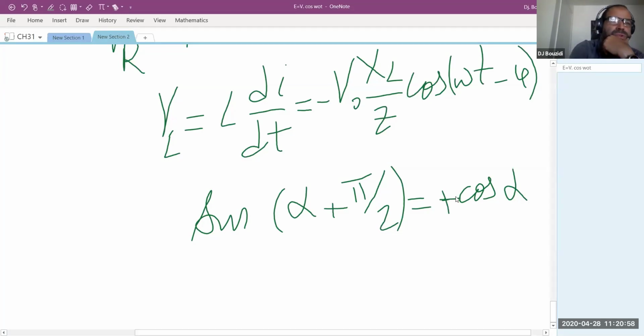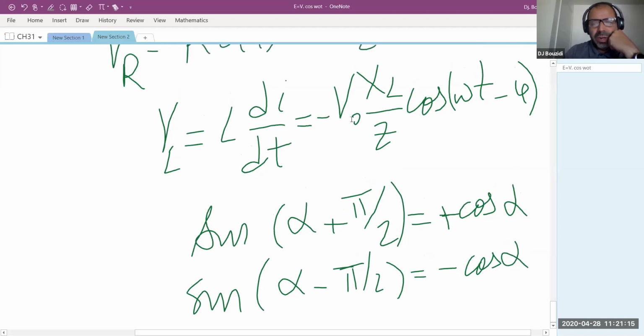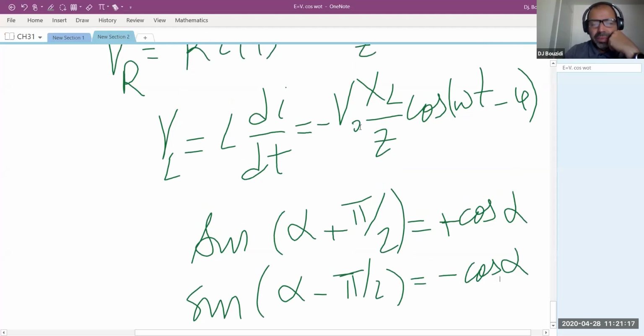And we need the other one too. We need both of them, actually. Sine of alpha minus pi over 2, this one is going to be equal to a negative cosine of alpha. Those are the two identities we need for our stuff in here. Okay.